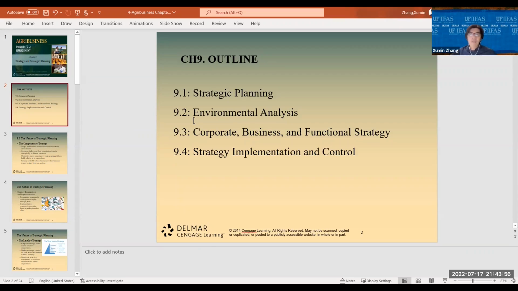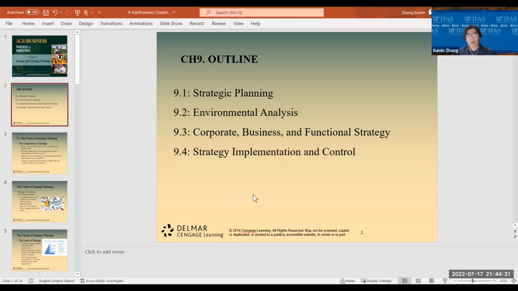In Chapter 9, we will cover the nature of strategic planning at a high level, and then we will talk about environmental analysis. We mentioned the general environment, the task environment, and then the competitive forces. We will focus on the competitive forces, and how we can use the so-called SWOT analysis to define and develop our strategy.